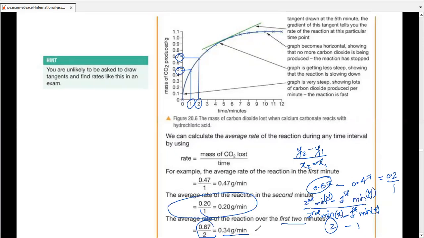Right? Whichever one you compare, you would notice that every time you jump from first minute to second, second minute to third, third minute to fourth, the rate is decreasing, which is pretty much giving us the notion that the reaction is slowing down. It was fastest at the start, and it's gradually slowing down. Make sense?